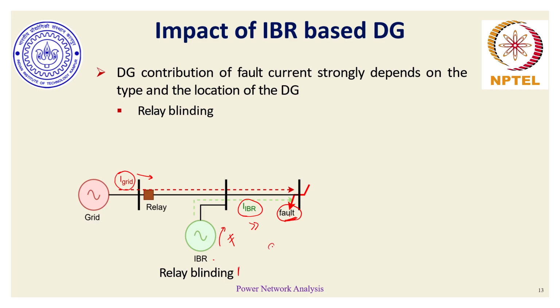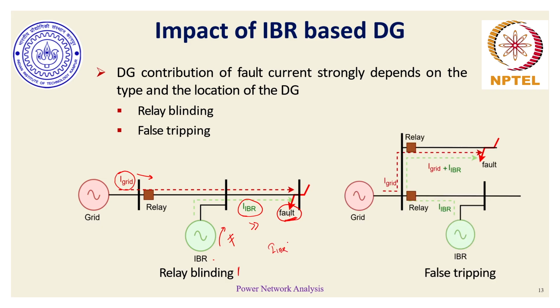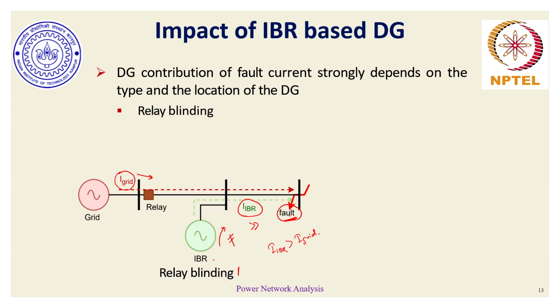So it might happen that the IBR current may be lesser or more than the grid current, and as a result, the relay which is supposed to operate is not sensing much change in the fault current contribution from the grid side. This relay is essentially blinded to the fault. This is typically going to happen when the fault point is much closer to the IBR point. Maybe it is a non-serious fault like a single line to ground fault, where the current difference is not highly different from the normal load current, and the grid location is far off from the actual fault location.